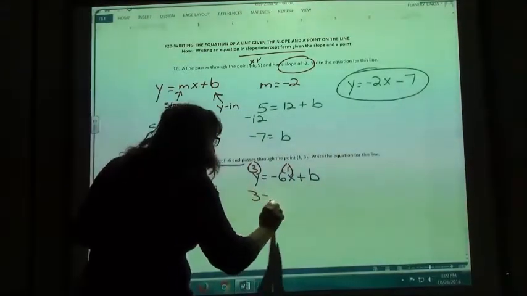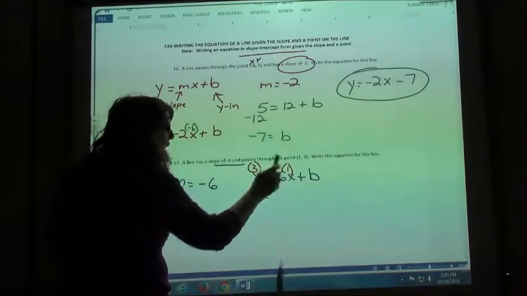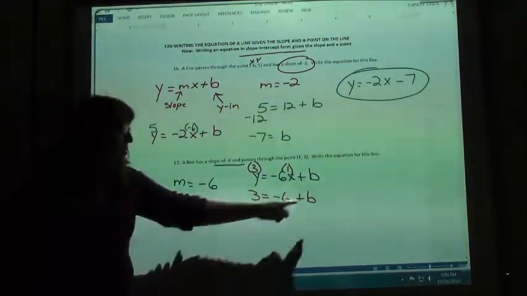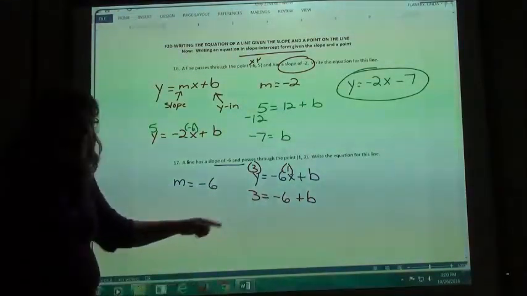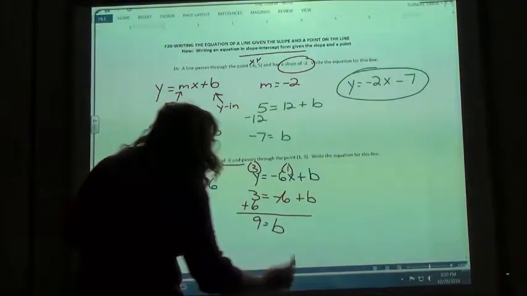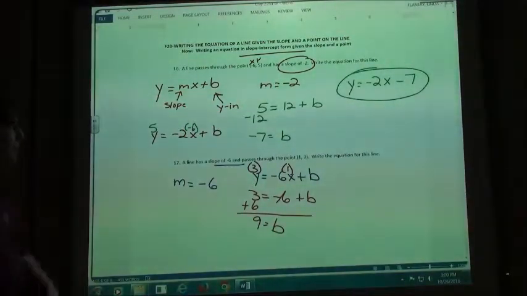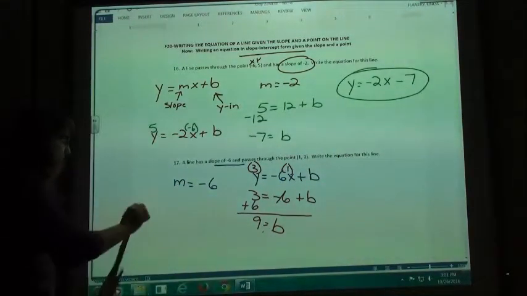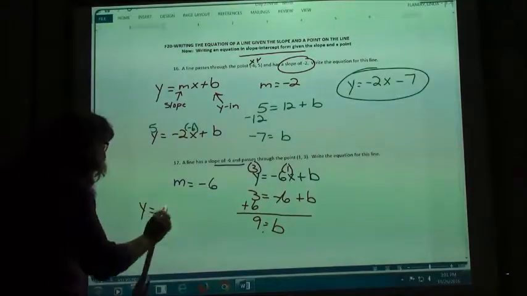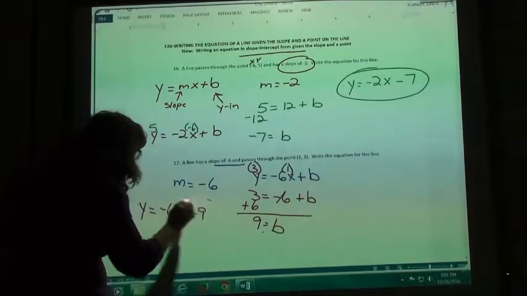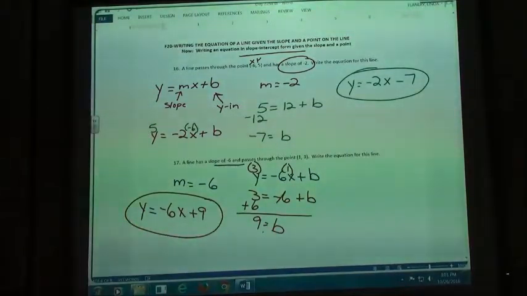So 3 is going to equal negative 6 times 1, which is still negative 6, plus b. To solve that for b, I'm just going to add my 6. 9 is then going to be my b value. So now that I know my slope is negative 6, my y-intercept is 9, I can write the equation y equals negative 6x. This is a positive 9, so plus 9. Y equals negative 6x plus 9.